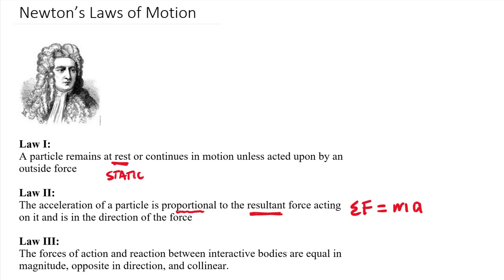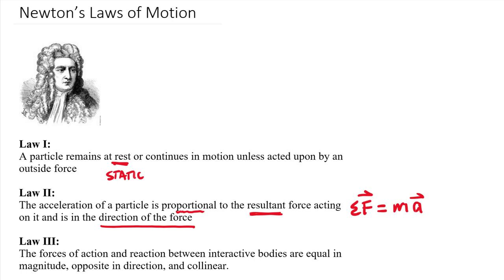Now, this equation is not yet complete. The reason is this is a vector equation. We have this in the direction of the force. As written, this is a scalar equation. We differentiate scalars from vectors with vector lines over the top of our vector terms. Mass is not a vector term. It is a scalar term, but acceleration and force are both vector terms. So this essentially is Newton's second law in equation form. Let's look at the third law, and then I'm going to circle back to the second.